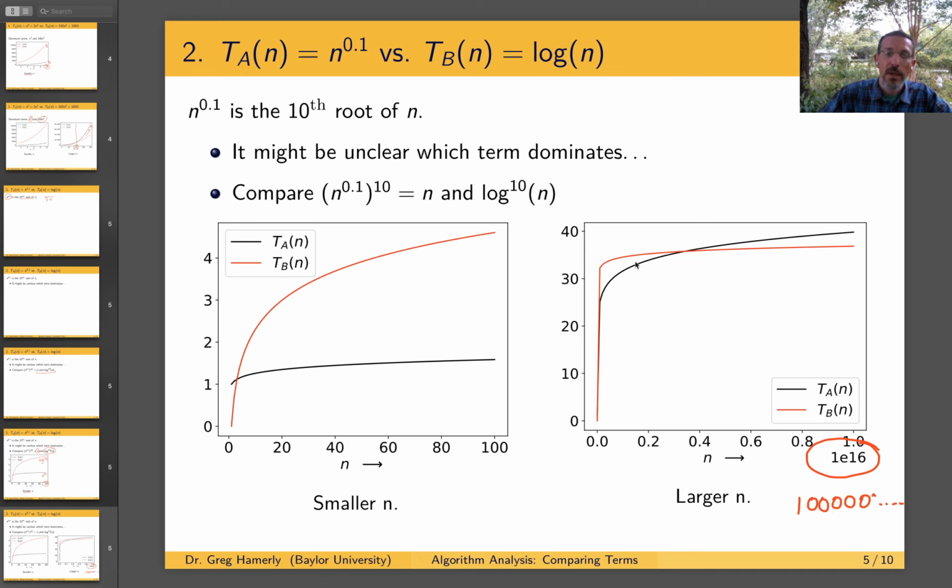Then what happens is eventually this n to the 0.1 grows more quickly. It just takes until we get to a very large value of n. So it is true that log of n is equal to little o, or big O, of n to the 0.1. So two ways of thinking about this: n to the 0.1 is growing more quickly than log of n, or log of n is the faster algorithm than n to the 0.1.